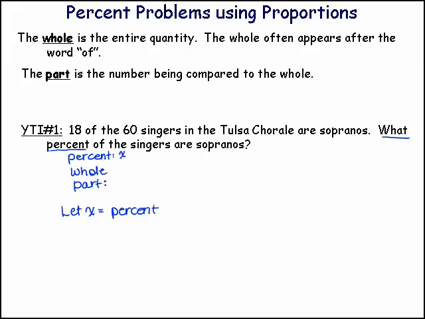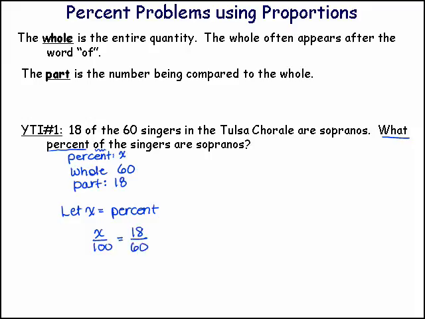Okay, so what percent of singers? Well, what's the large group of singers? The large group of singers is that there's 60 singers in the Tulsa Choral. So the part is 18. Let's put this in our equation. x over 100 is equal to 18 over 60.